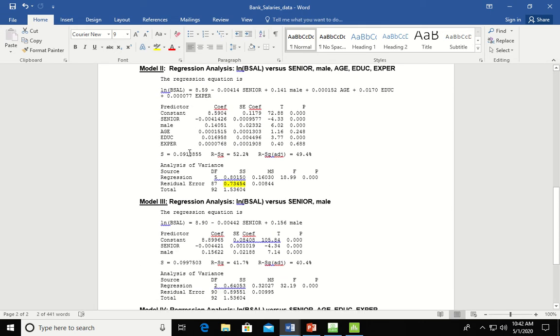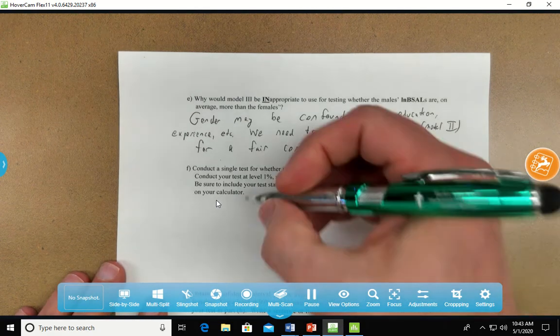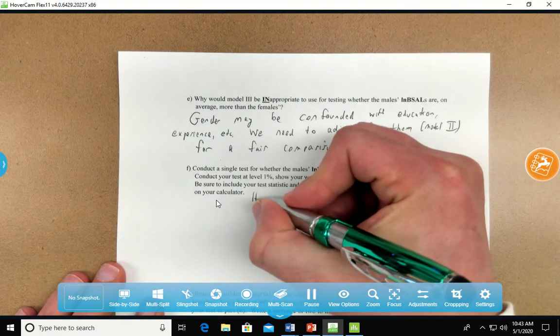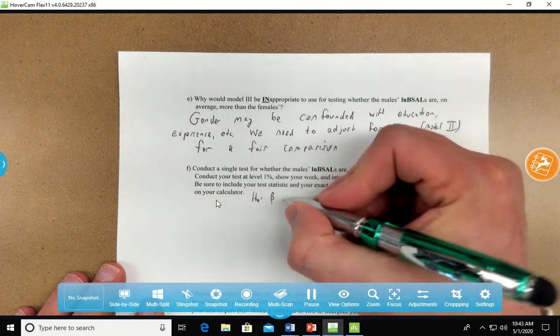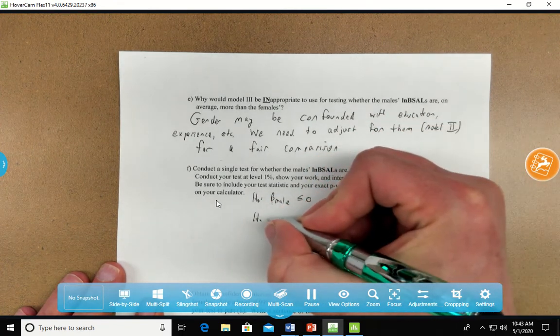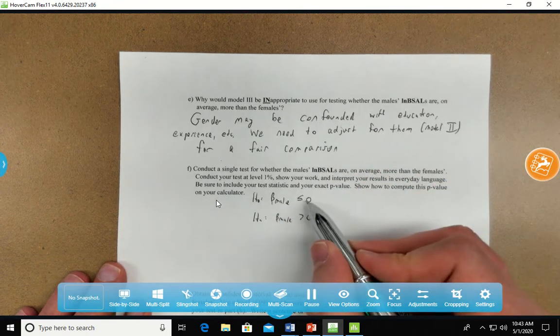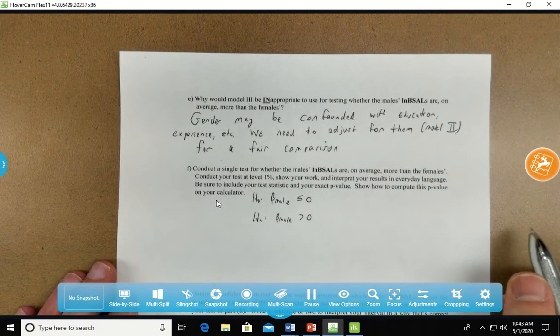Actually, in this case we only have to use Model 2 because we only have to use a single test for this. And so once we set up the hypotheses, our null hypothesis is that beta male is less than or equal to 0, and our alternative hypothesis is that beta male is bigger than 0. You could say that the null is set equal to 0. We've had conversations about that.